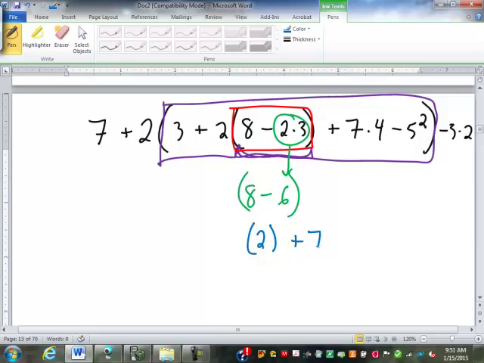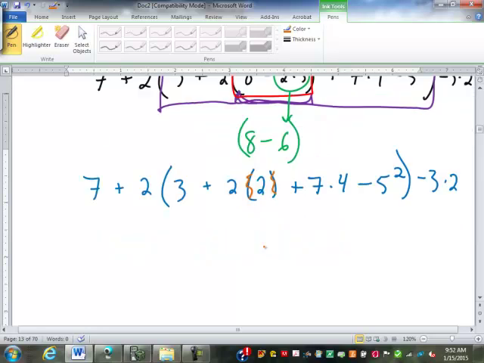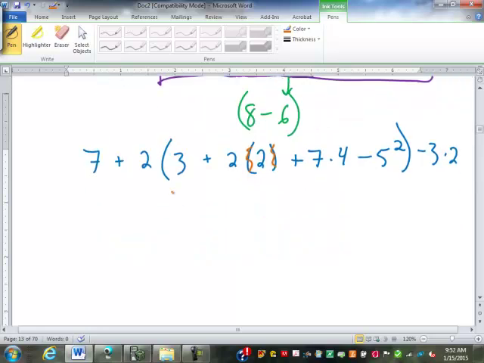So once we have reduced everything in the parentheses to a single number, and yes, I know I'm being lazy and not rewriting the whole problem every time, but it's okay to be lazy every now and then. Now that we've reduced everything inside those parentheses to a single number, I don't need these parentheses anymore. However, when I take those parentheses out, I have this 2 sitting there. What's implied there? Multiplication. That's 2 times what's in the parentheses. So in this case, 2 times 2.